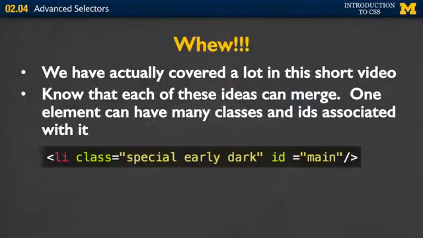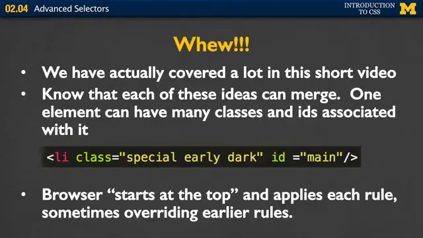Okay, I've just covered a lot of stuff in a very short video. You need to realize that these ideas are going to merge together. You're going to be using classes, IDs, and attributes. The important thing I want you to know is that when you are adding all these things together, the order that you write classes and different IDs in your text doesn't matter. It doesn't matter whether you have special early dark or dark early special. What really matters is the order that you write your rules in your style sheet. Browsers are always going to start at the top and apply each rule.